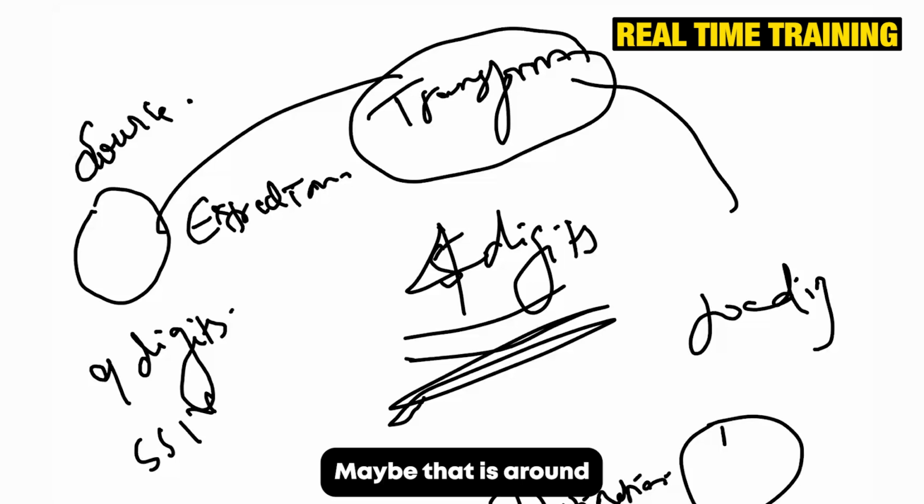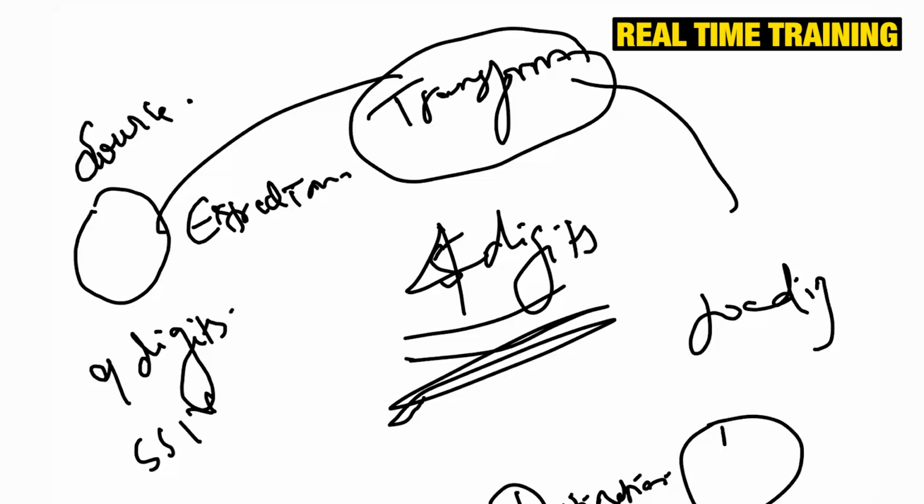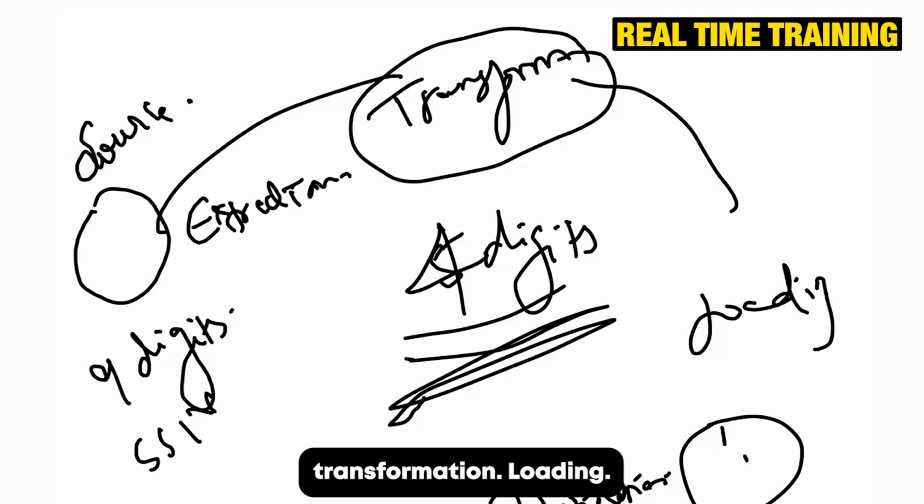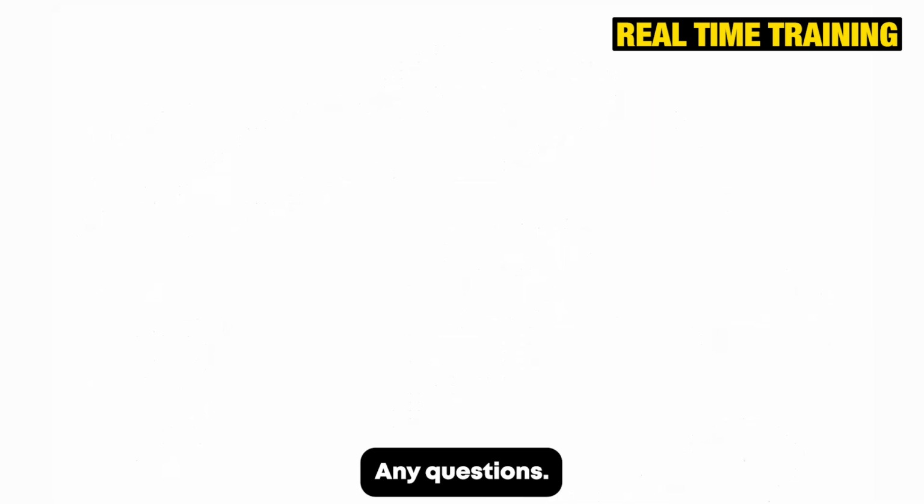Maybe there is something around profit. Let's say there is a bookstore. There is profit from history books, profit from science books, profit from journals. But in the transformation logic, you could just say, give me the net profit. So it will add those columns up, transform it, and then load it into the destination. You can come up with a lot of other examples. But this is called ETL, extraction, transformation, loading. Any questions?